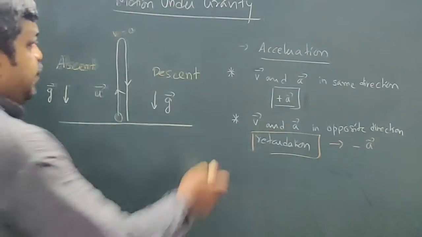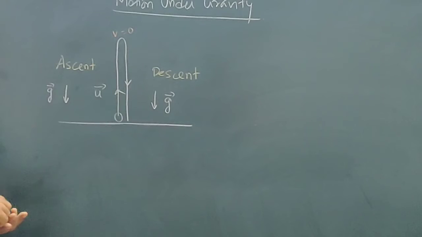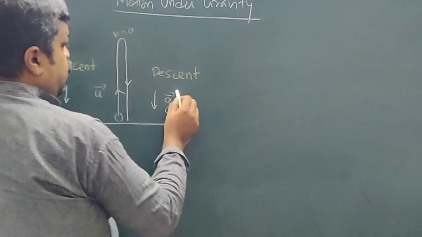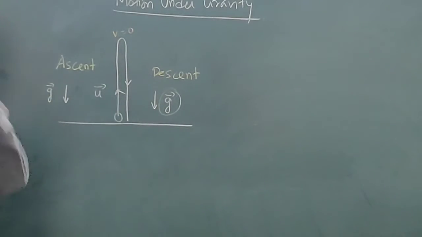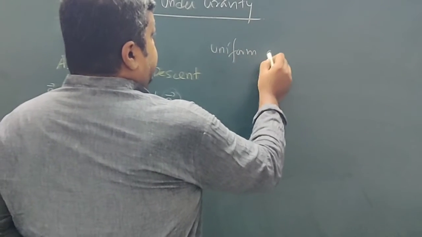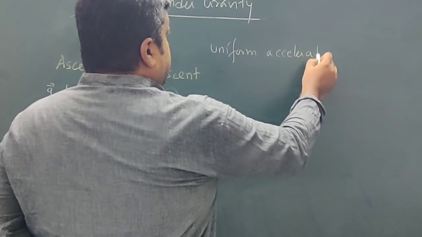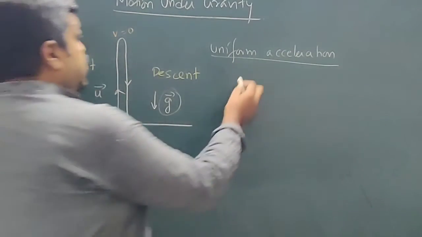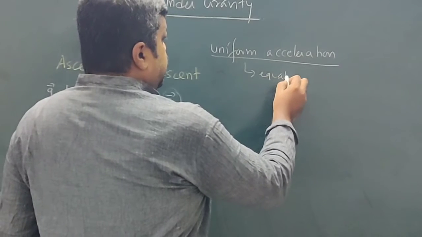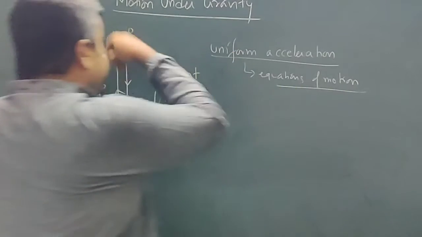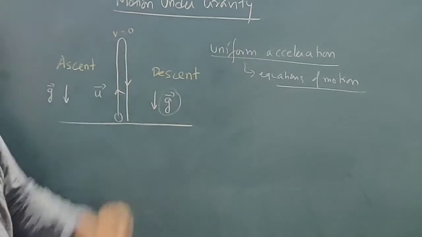Now, based on this, what all can we do? See, this motion is taking place where this value is not changing. Acceleration is constant. So that is uniform acceleration. So now, since the object is moving with uniform acceleration, we can use equations of motion to study this motion, that is motion under gravity.